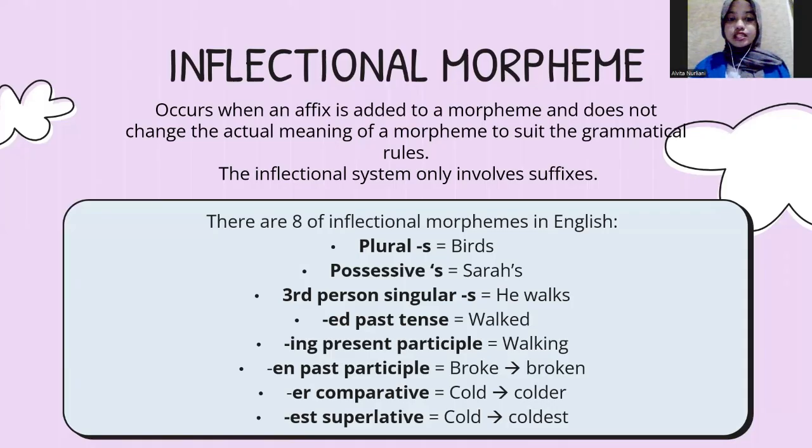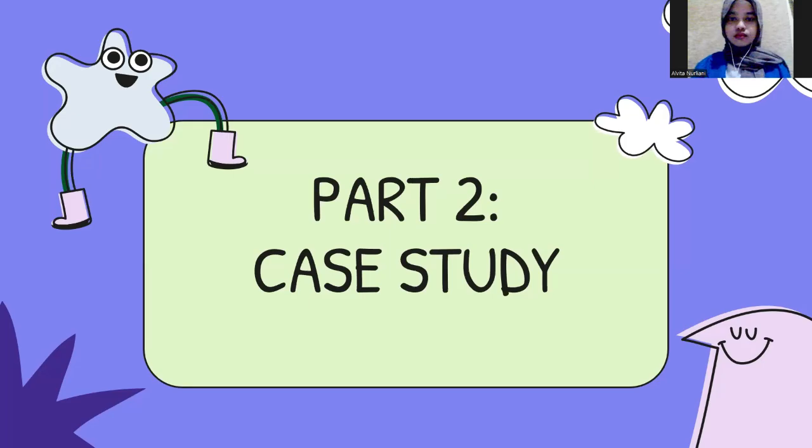And then suffix ing in present participle. For example, is walking, and then the suffix n in past participle from the word broke into broken, and then the suffix r in comparative from the word cold to colder, and then the suffix est in superlative from cold to coldest.